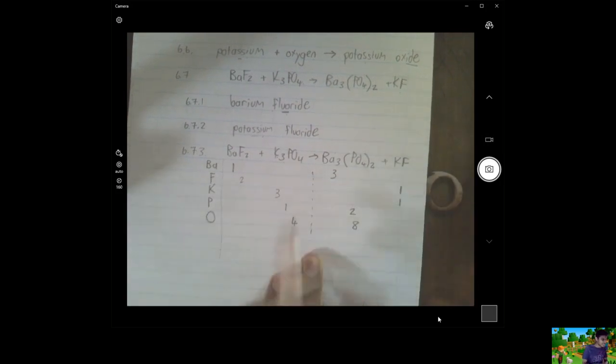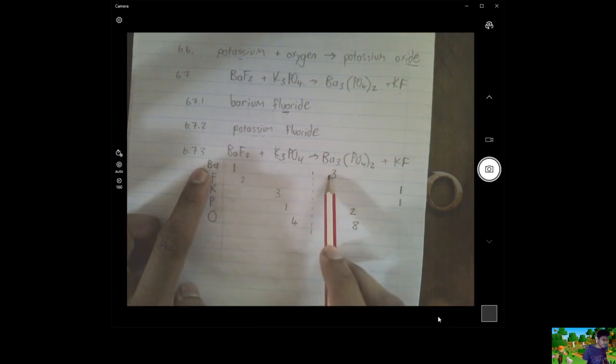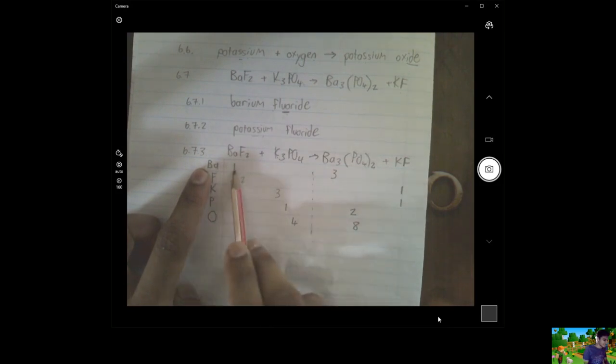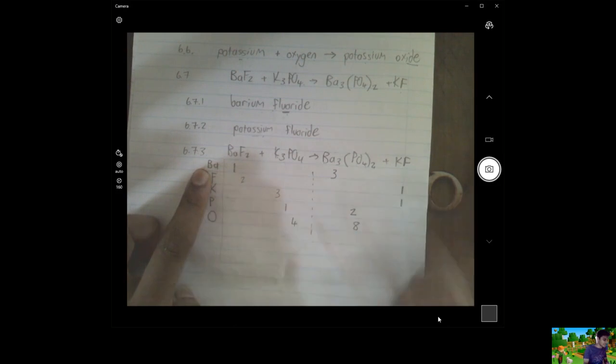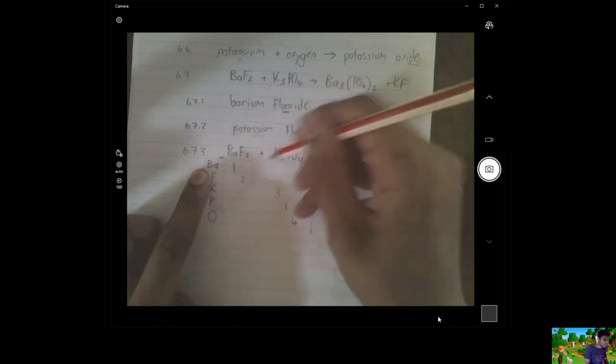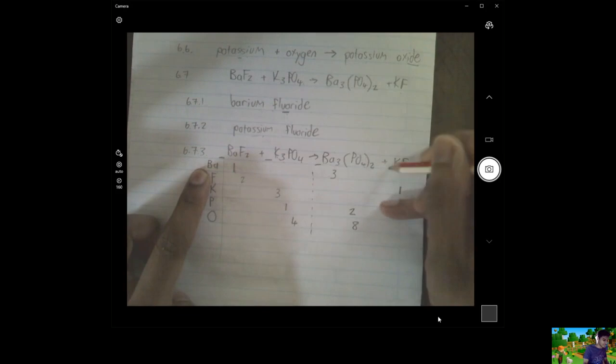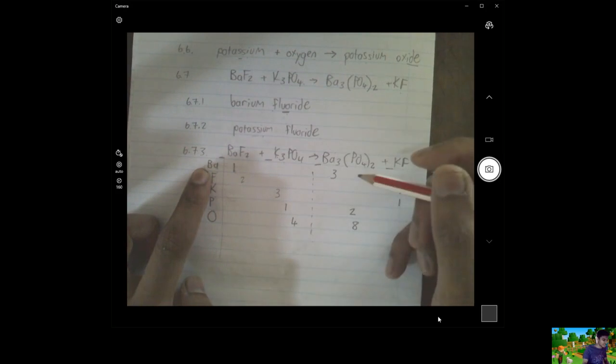Now, a technique to balancing is to always start with an element that only appears once on each side. Now, that is true for all of them. So in this case, it doesn't really matter which element we start with our balancing. I'm going to start with the barium. So there's 1 on the left, 3 on the right. The side I'm short on is the side I'm going to manipulate. So balancing is all about changing the big numbers that go in front. Call them coefficients. We cannot be changing the small numbers. Those are fixed by the equation itself.